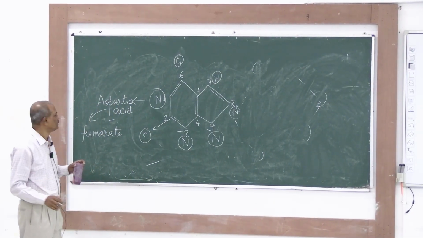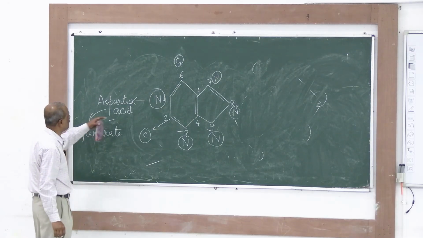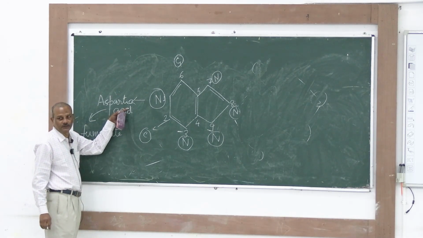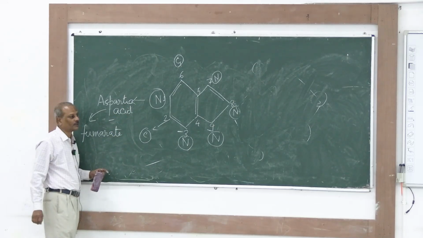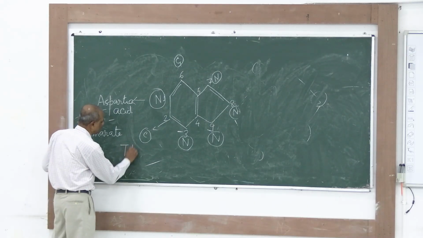And the rhythm also gets lost. See, so the number 1 position comes from aspartate, okay? Then number 2 is carbon. It comes from tetrahydrofolate.